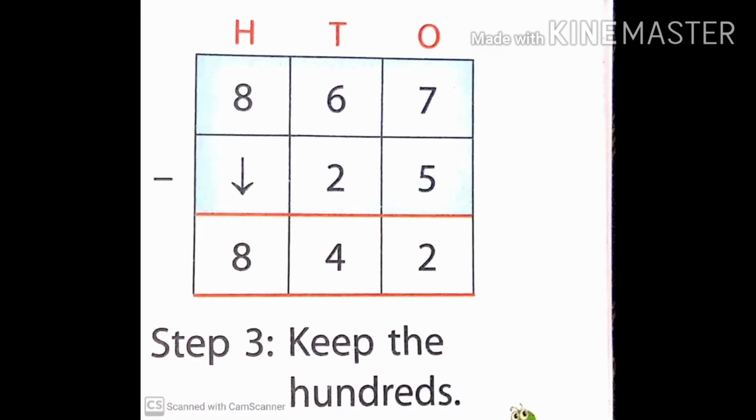Step number 3. Keep the hundreds. As we know, if there is nothing to subtract, the number will be the same. So we'll just bring the 8 and write it in the hundreds column. So by subtracting 867 minus 25, we get the difference of 842.